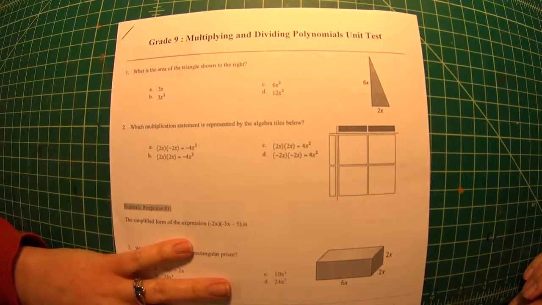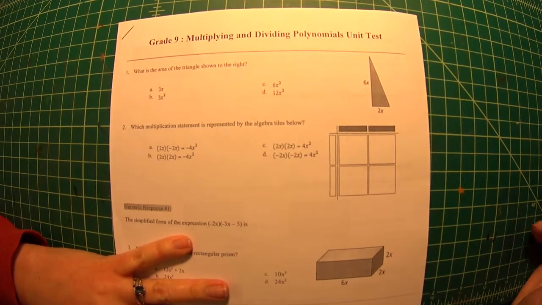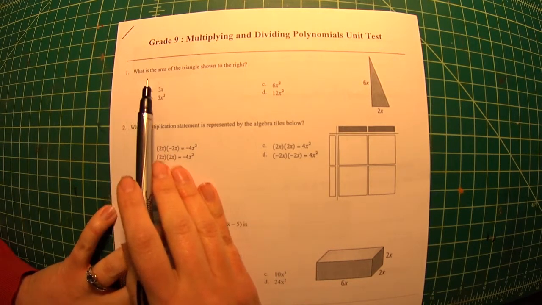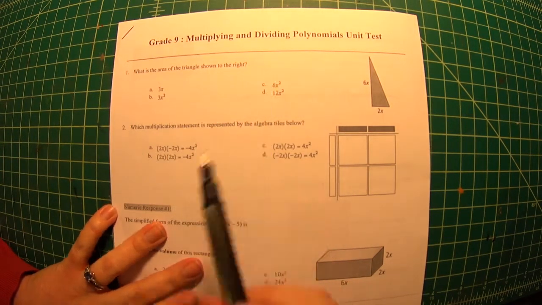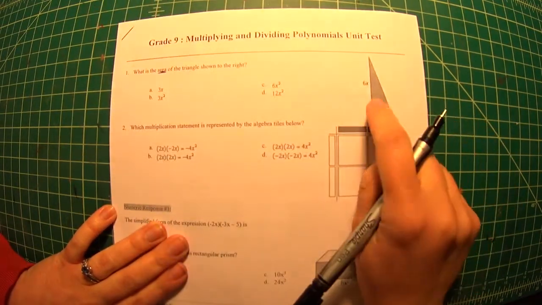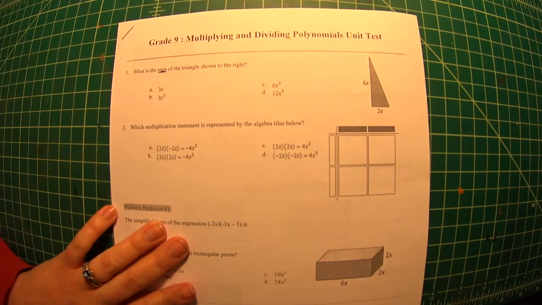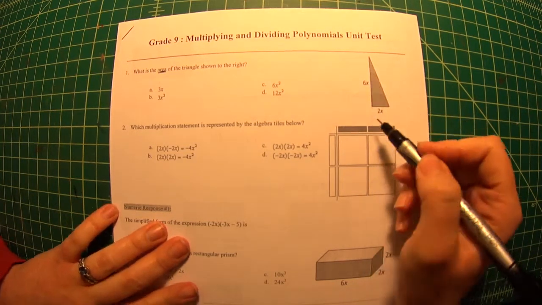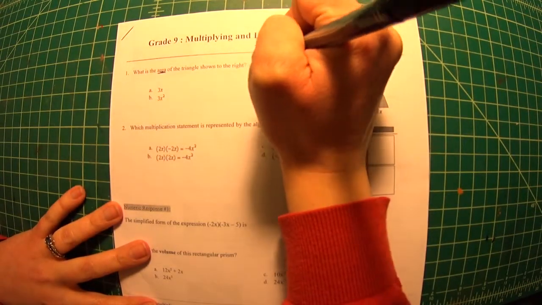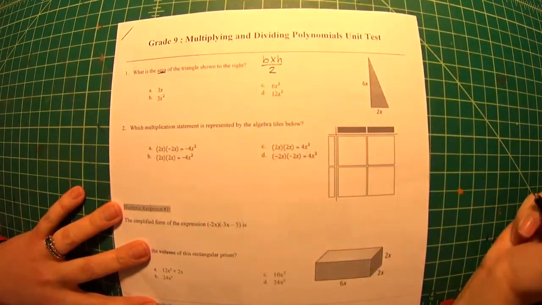In this video, I'll be going through the multiplying and dividing polynomials unit test. Number 1 says, what is the area of the triangle shown to the right? So we're talking about area here, area of a triangle. The first thing you want to think about is the formula for finding area of a triangle. Base times height divided by 2.